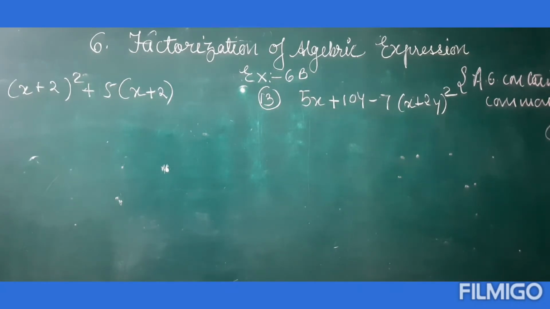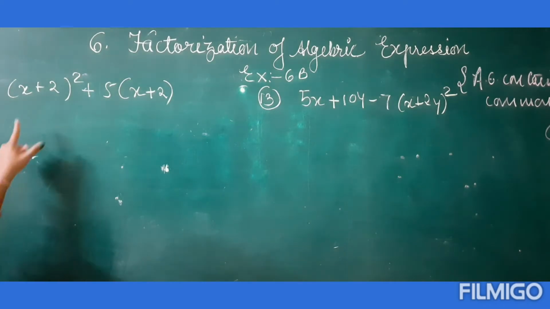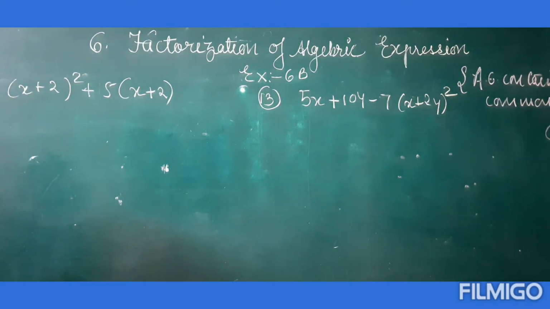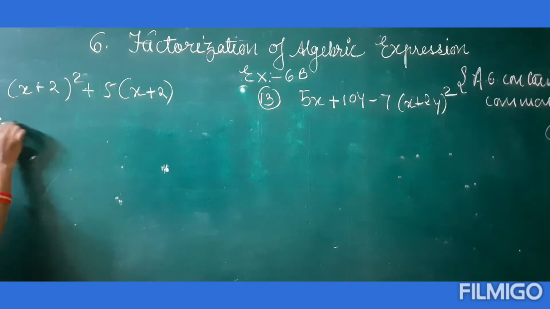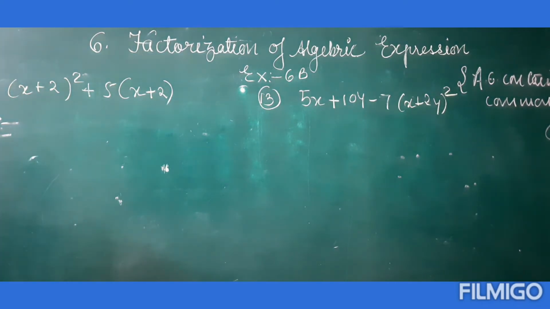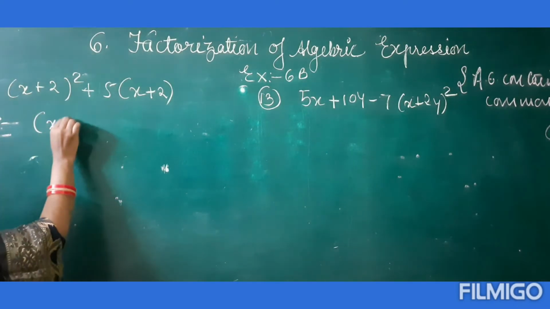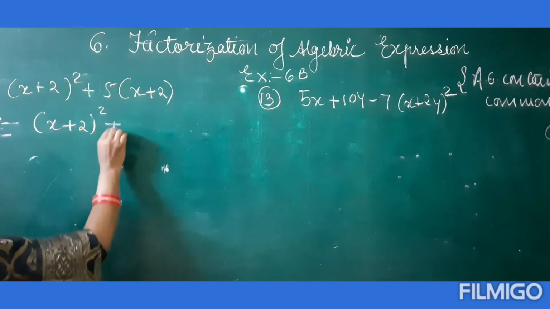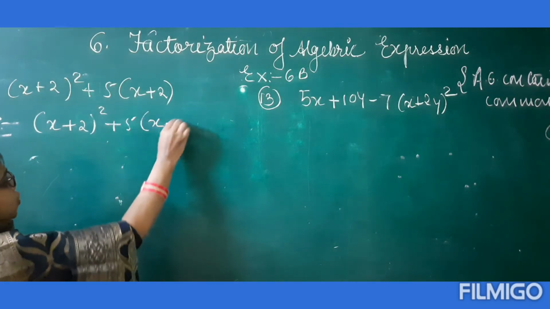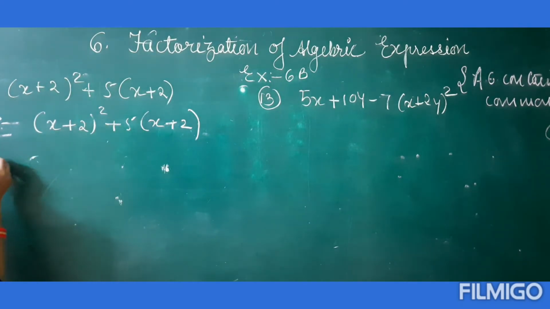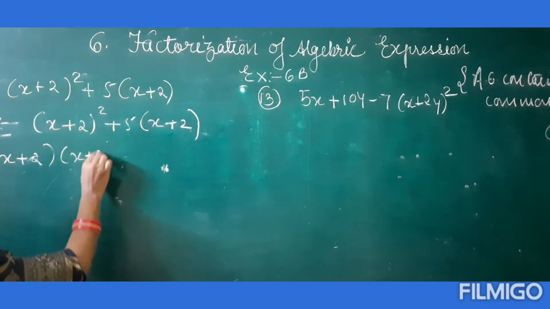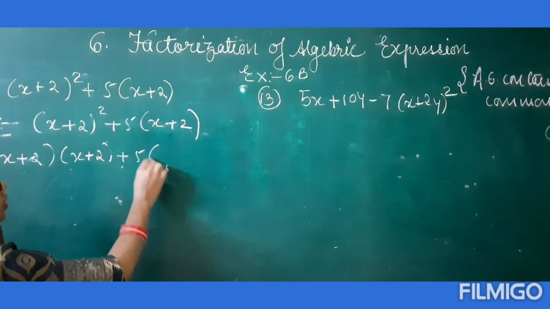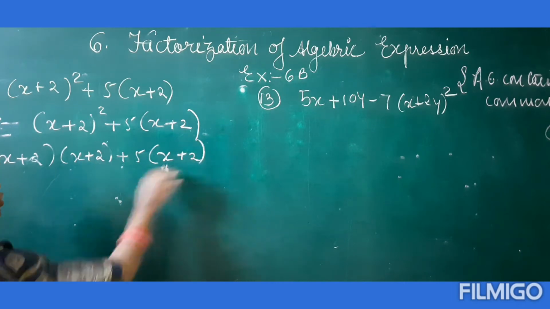Now this is question number 9. Here it is given to you x plus 2 whole square plus 5x plus 2. As you know, in this you have to take out the common factor. So x plus 2 whole square can be written as x plus 2 into x plus 2, plus 5x plus 2.